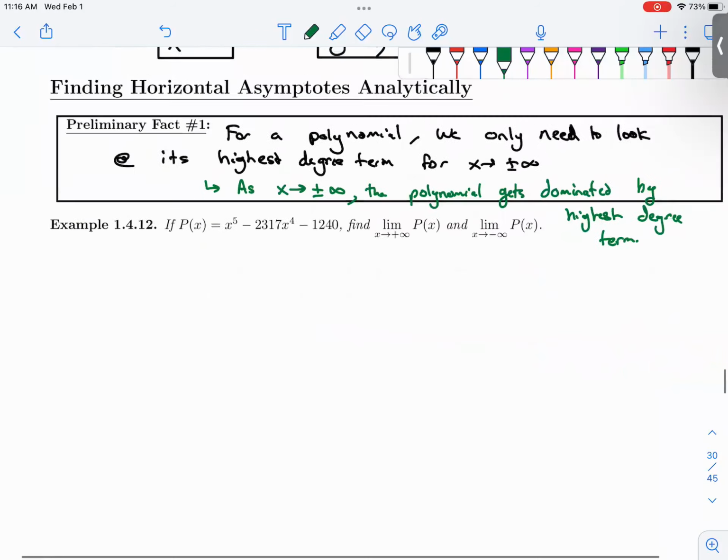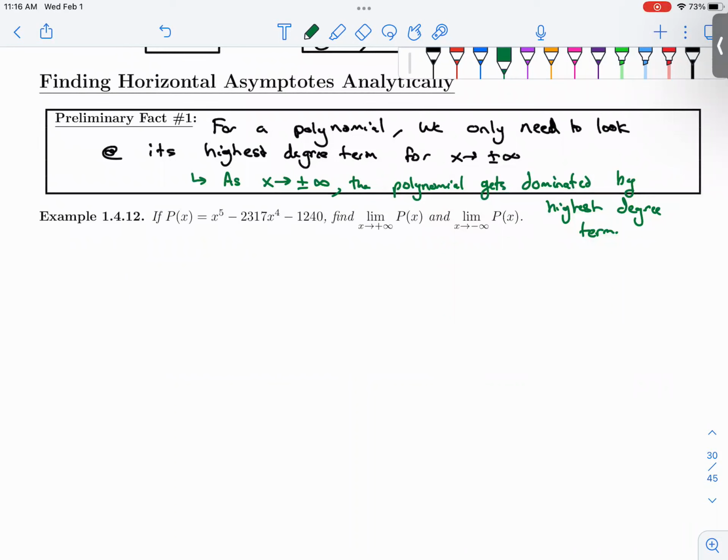So for this one here, the limit as x approaches positive infinity of p of x, which is x to the 5th minus 2,317 x to the 4th minus 1240. That 2,317 x to the 4th, despite being a very, very big number, does not matter. This is just the limit as x approaches positive infinity of x to the 5th. And what will that tend towards as x goes to positive infinity? You get positive infinity to the 5th power, so that'll be infinity.